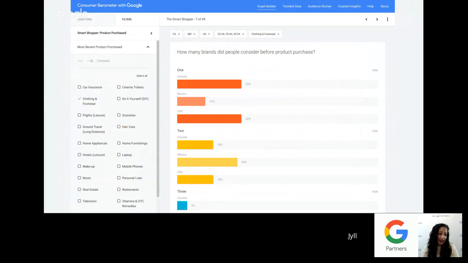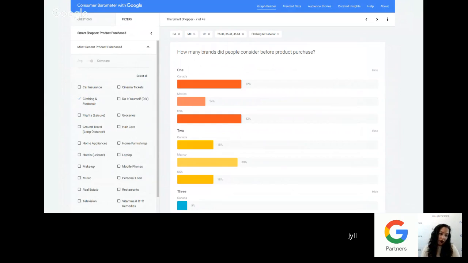So the data says that in Canada and the US, about a third of people only considered one brand. That's the data. What's the insight? Well, that would tell me, if I'm a clothing or footwear brand, that brand awareness and brand strength is really important. If I want to succeed in Canada or the US, I need to have a really strong brand so people are aware of me and are coming right to me when they're ready to purchase clothing or footwear.